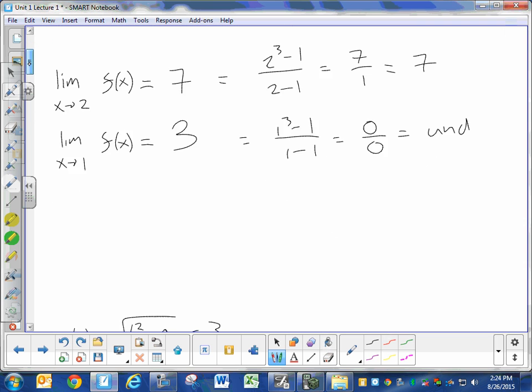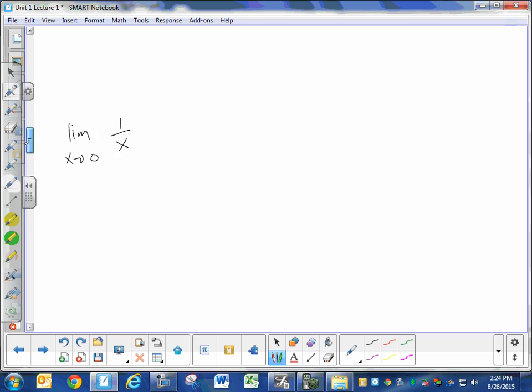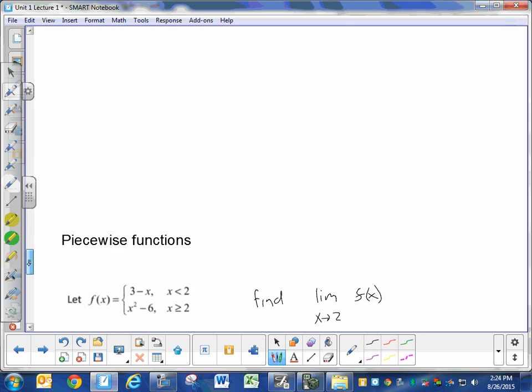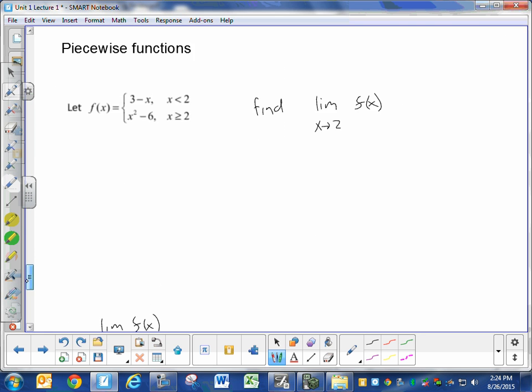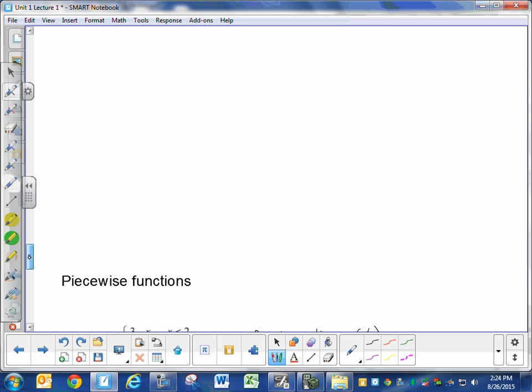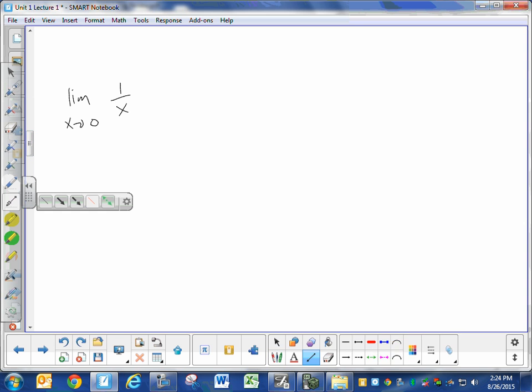Now, there's going to be a piecewise example I'm going to do after the bell rings that you need to watch to do your homework. But before you go, there's one more thing to talk about, and that's asymptotes.